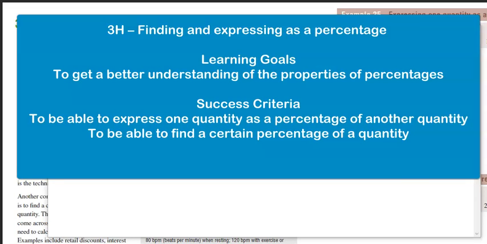Learning goals for this one is to get a better understanding of the properties of percentages, and the success criteria is to be able to express one quantity as a percentage of another quantity, and to be able to find a certain percentage of a quantity.